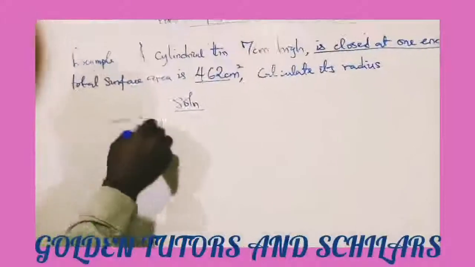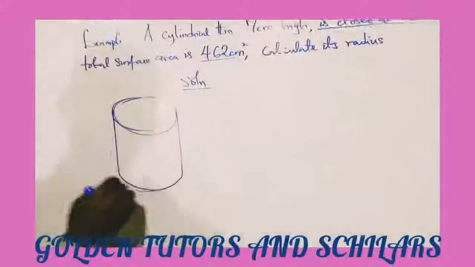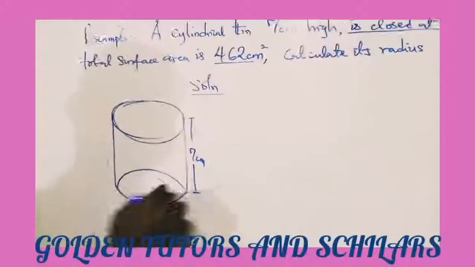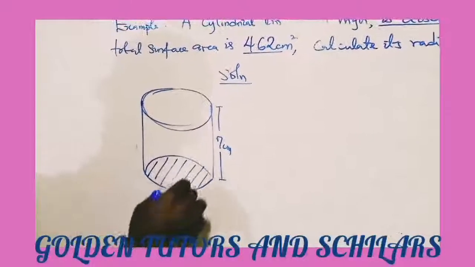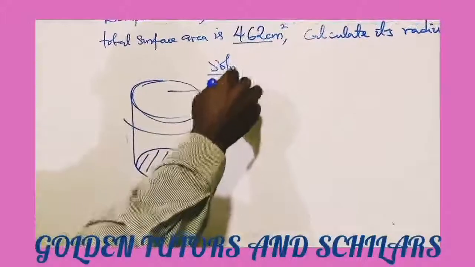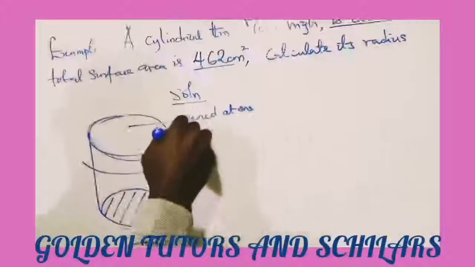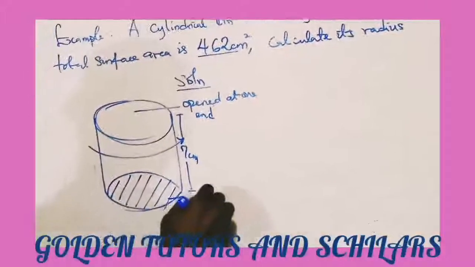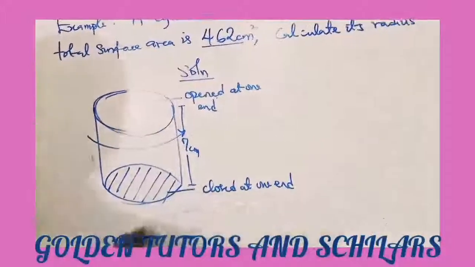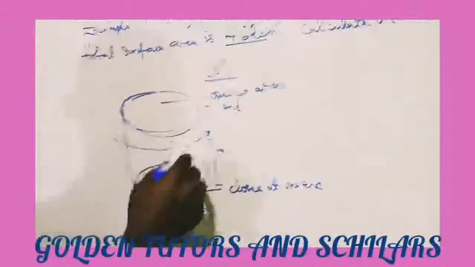So if this is our cylindrical thing, for example, it is only closed at one end. We are told in the question the height is 7 centimeters here. Let's say this is the end where it is closed, and this is the curved surface. This is open. It is open at this end and closed at this end. So our interest here will be this curved surface plus the circular surface.